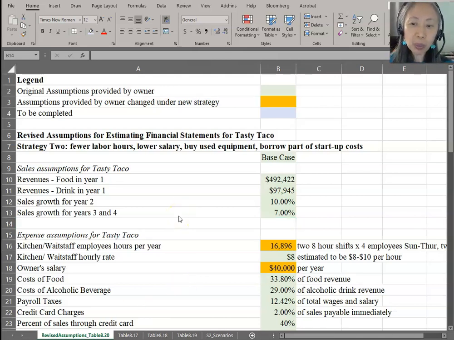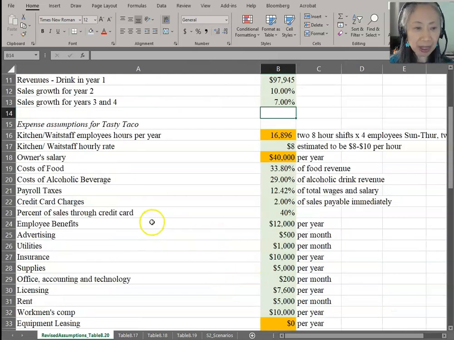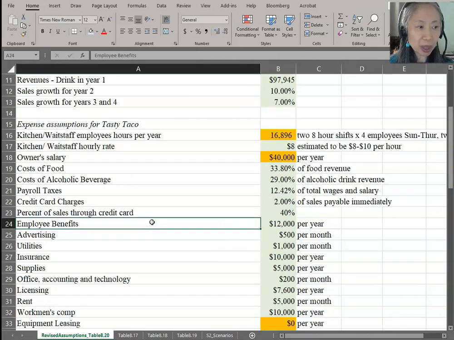Let's take a look at what variables we want to include in our analysis. We probably want to include the same revenue and sales growth. We also would be interested in number of hours and also employee benefits, which are some of the larger expense items. As well as advertising, utility, insurance, supply, accounting, and technology.